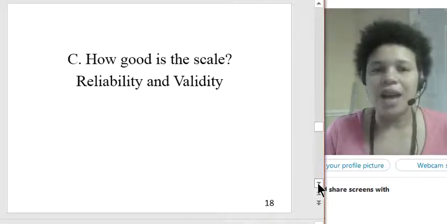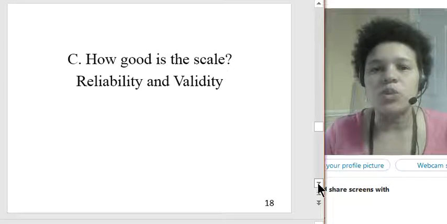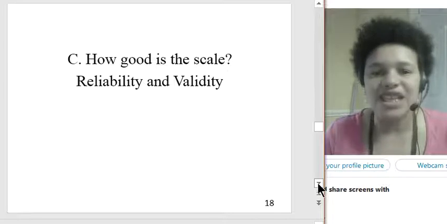Okay, let's talk about how good is the scale. How good is the tool that's being used to measure some characteristic? And in order to talk about that, we're talking about reliability and validity.